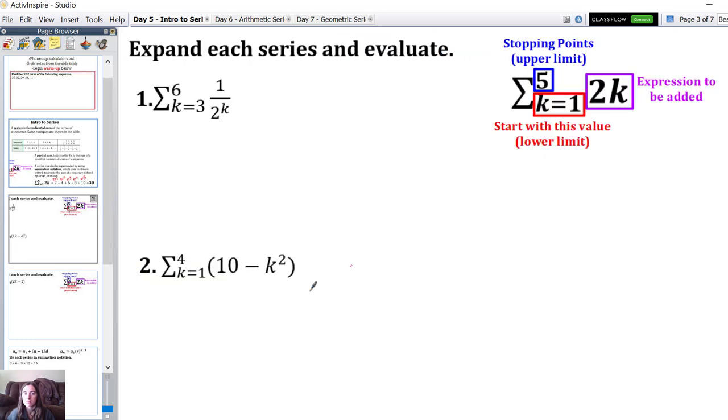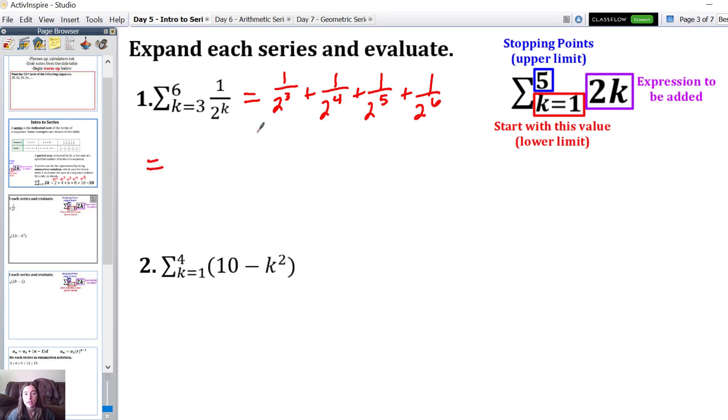So let's practice this. We need the sum of the 3rd through 6th terms of 1 over 2 to the k. So here, the first k value that we're going to use is indicated by this bottom number. K is 3. And we need everything between 3 and 6. So we're going to use 3, 4, 5, and 6. So we need 1 over 2 to the 3rd, plus 1 over 2 to the 4th, plus 1 over 2 to the 5th, plus 1 over 2 to the 6th. We're stopping at 6 because this number on top is a 6.